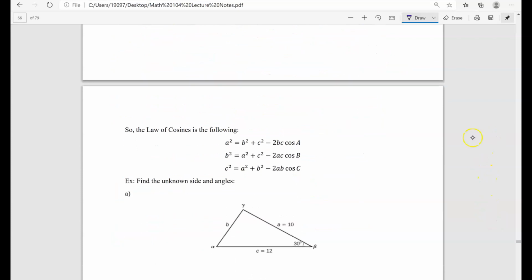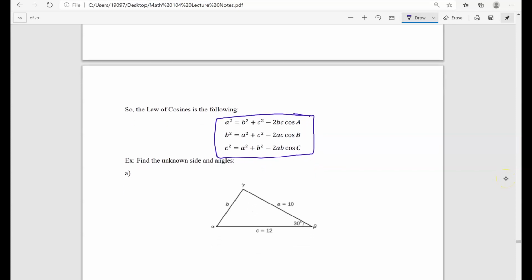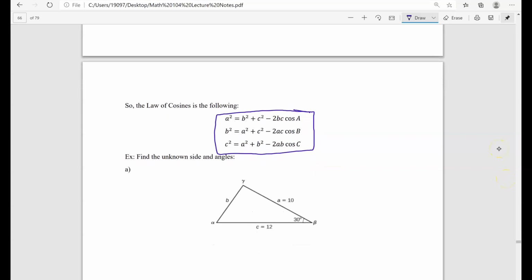Here is basically the law of cosines again. So if you just take a look at it, now what we're going to do is solve a couple of problems using the law of cosines. Now, before we continue, I do want to tell you about these cases.